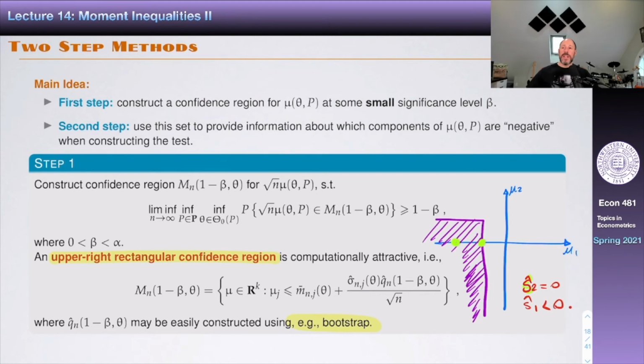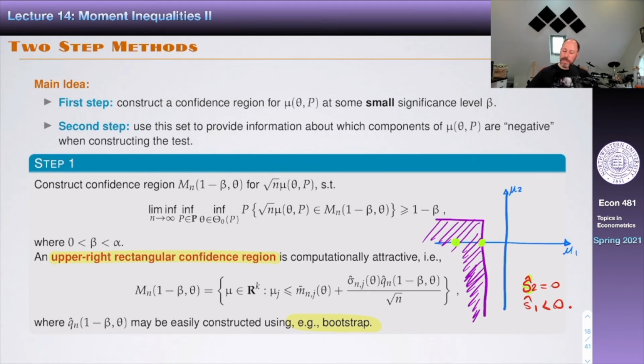Why is this? Look at the confidence region. This confidence rectangle, does it include 0 for the component mu 2? Yes, 0 is included there, right? Does it include 0 for the component mu 1? No. It only includes negative numbers. So when you look at the confidence region, it does include 0 for mu 2. So you say, well, it could be binding, okay? And it does not include 0 for mu 1. So you say it's slack.